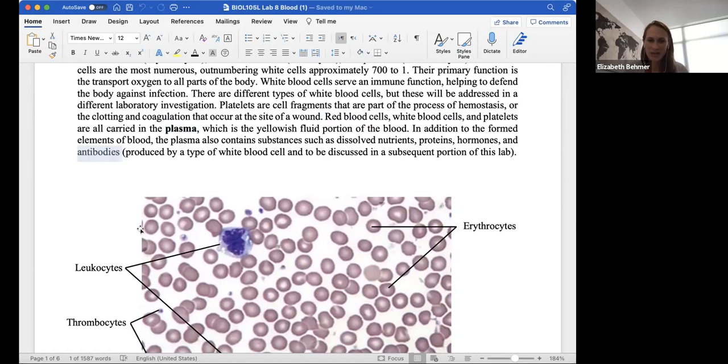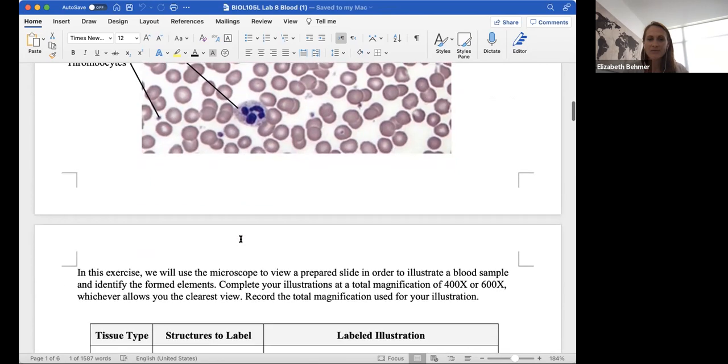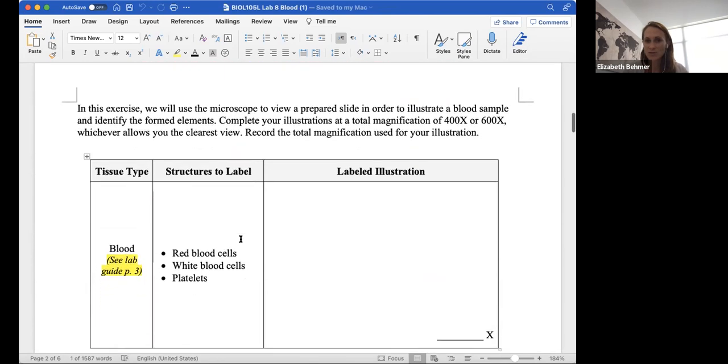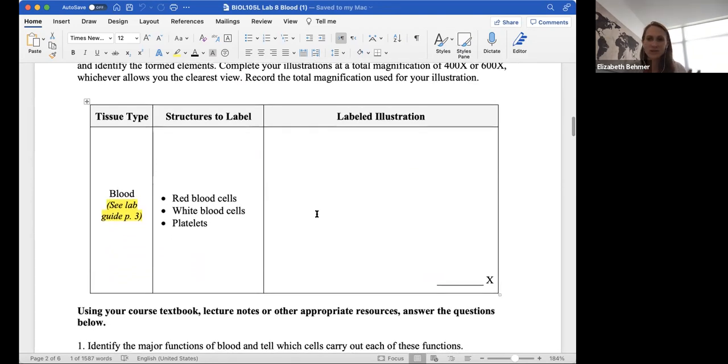So if we look at a picture of your blood, the majority of a blood sample on a microscope slide would show the erythrocytes. You have 5 different types of leukocytes, which will look a little different. And then the thrombocytes are little tiny dots that will go on to form the platelets, which help to clot your blood. In the first exercise, we'll use a microscope to view a prepared slide in order to illustrate a blood sample, complete your illustration, and then record the total magnification you used.